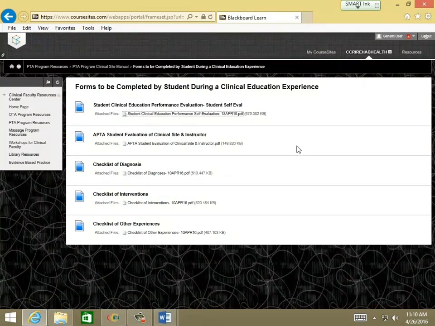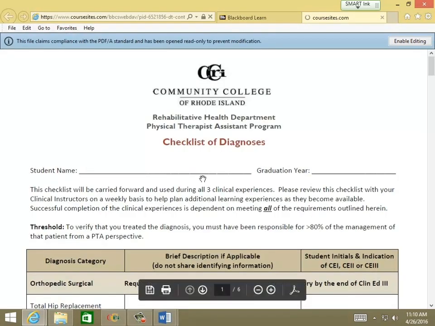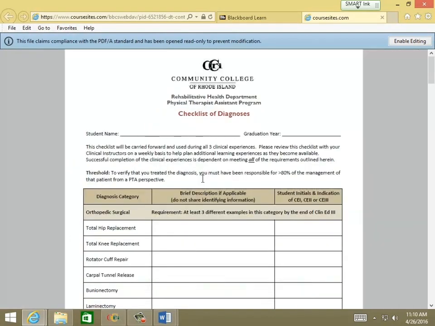The next thing that the student needs to complete are the checklist of diagnoses, interventions, and other experiences. Let's take a look at these now, starting with the checklist of diagnoses. So we at CCRI like to prepare our PTA students to be general practitioners, to have a broad exposure to many different patient populations, many different interventions, as well as other experiences. And these three forms provide us a mechanism to measure and make sure that our students are having a variety of these experiences throughout the course of their clinical education program here at CCRI.